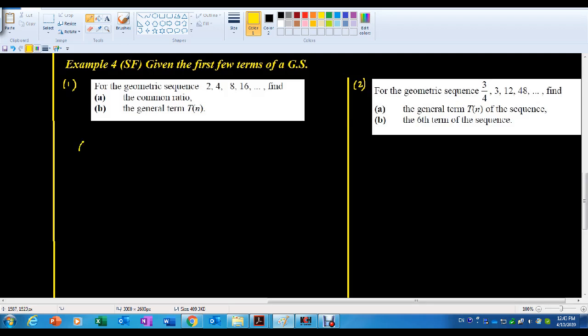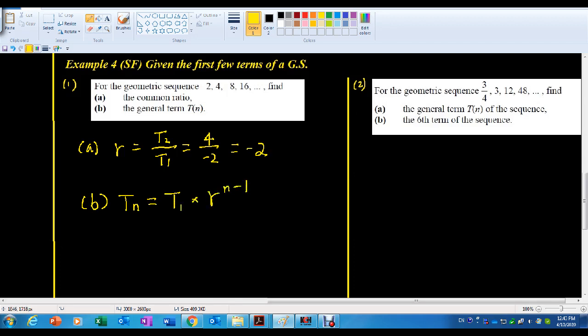For this one, the common ratio can always be found by T2 over T1. T2 is 4 and T1 is minus 2, so it's minus 2. How about the general term? The general term Tn, you always use T1 times R to the power n minus 1. T1 is minus 2 and R is also minus 2, right? So that's minus 2. Remember the bracket?